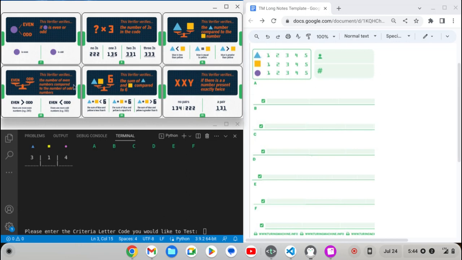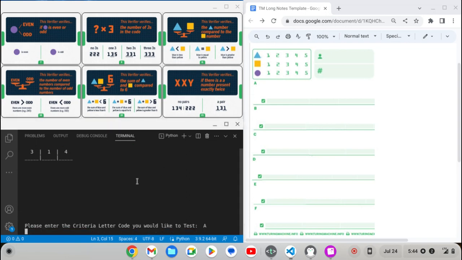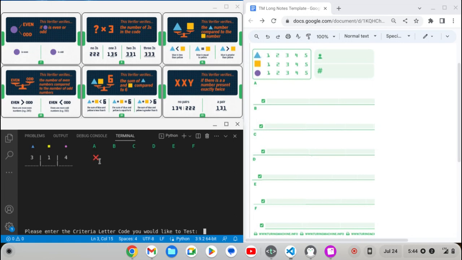So the first thing I want to test is I want to find out a little bit about what circle has. Is it an even digit or is it an odd digit? So let's go ahead and test criteria card A. Okay, so in this case, the Turing machine does not approve of what I have. I did choose an even 4. It does not approve of the even digit. So in fact, it's telling me that circle is an odd digit.